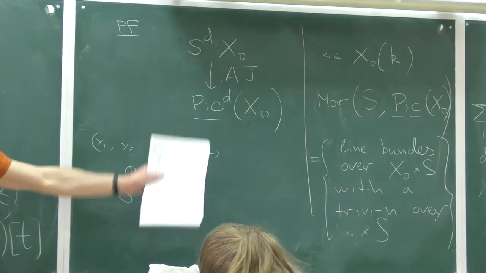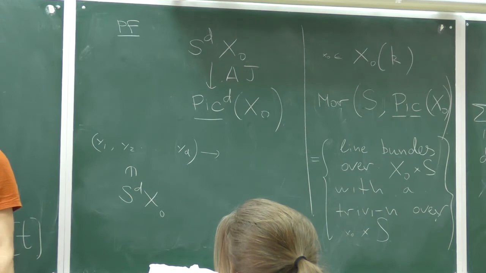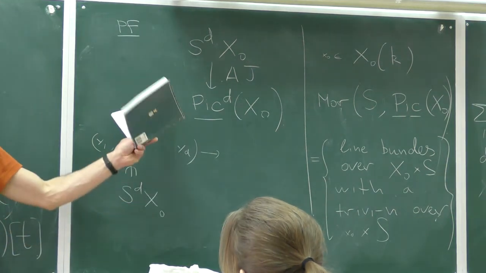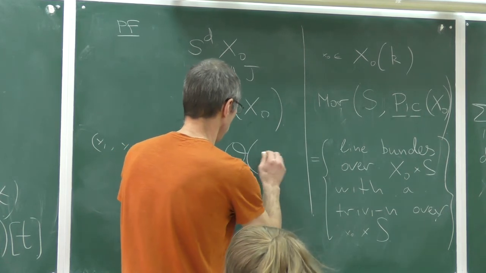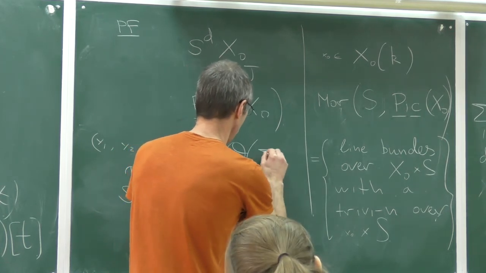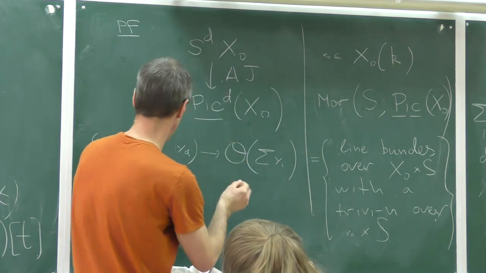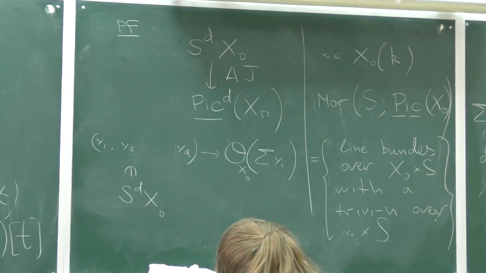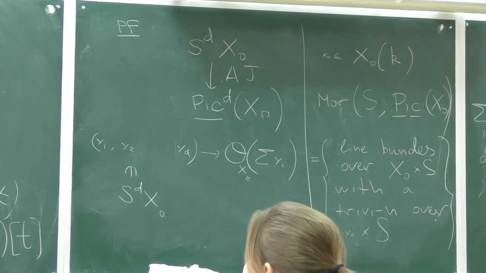So I want to attach to it a line bundle on x0. What can I do? How does a collection of points give rise to a line bundle? Well, it gives rise to a divisor, right? Effective divisor. So I just take O of the sum of yi.